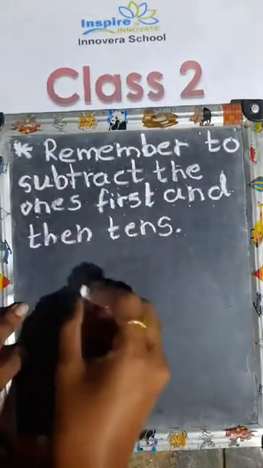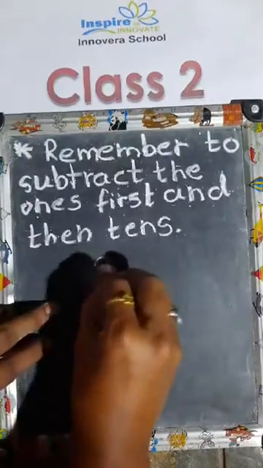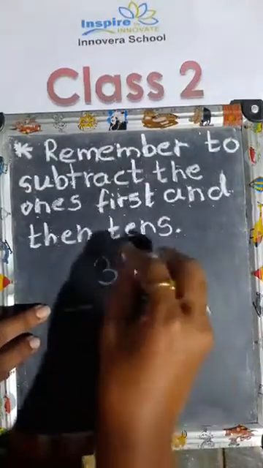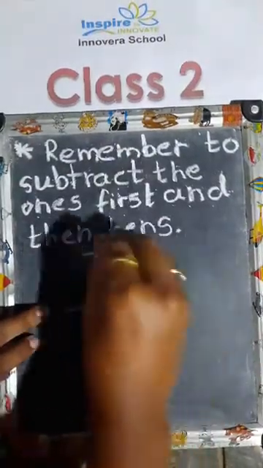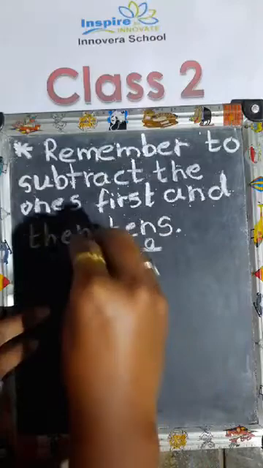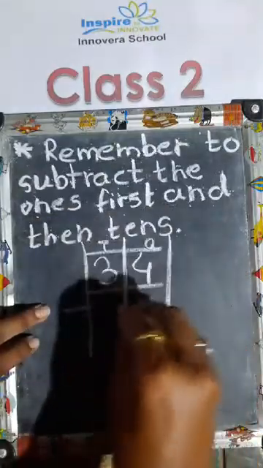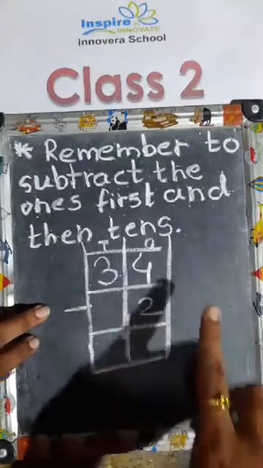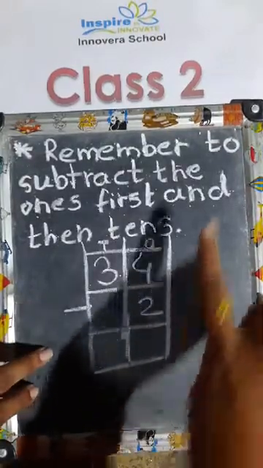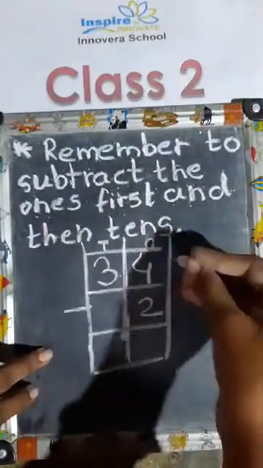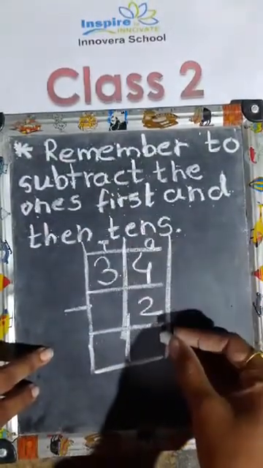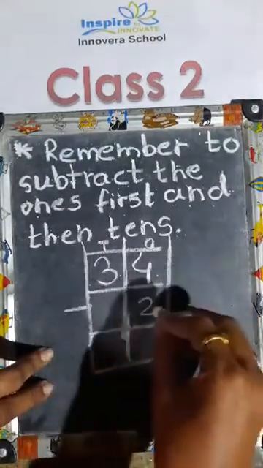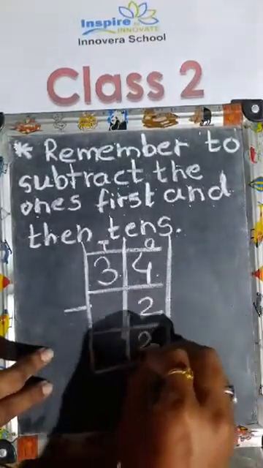Suppose I give you a number, for example 34 minus 2. You have to write here tens and ones. From where are you going to start? Remember to subtract the ones first. You have to start from the ones column. So 4 minus 2 is equal to 2.